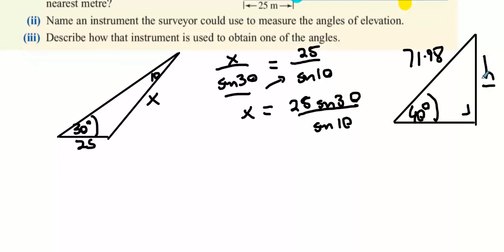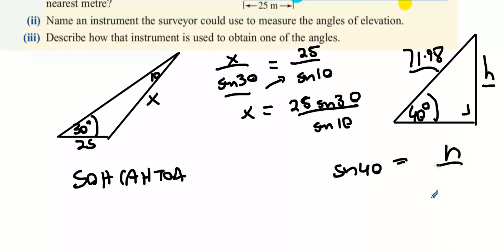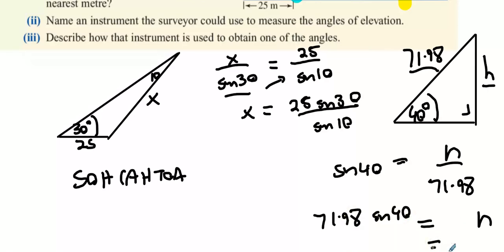So opposite is H, hypotenuse is 71.98. What function should I use? Why am I using sin? Okay, so sin 40 is what, guys? H over 0.98, then what? H equals cross multiply, division, times. Okay, and what should your answer be? Put it into the calculator, find out. Off you go. 46.3. All right, great.